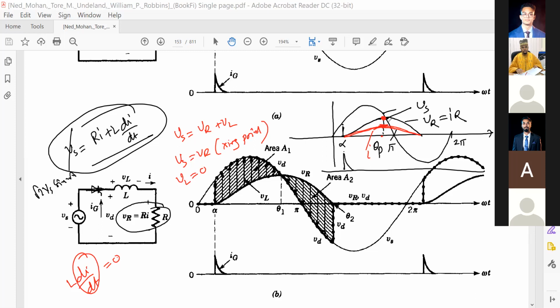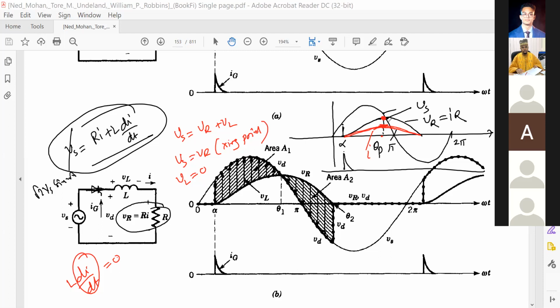We discussed these things for the diode case also. Right or wrong? Hello? Can you listen to me? No sound.